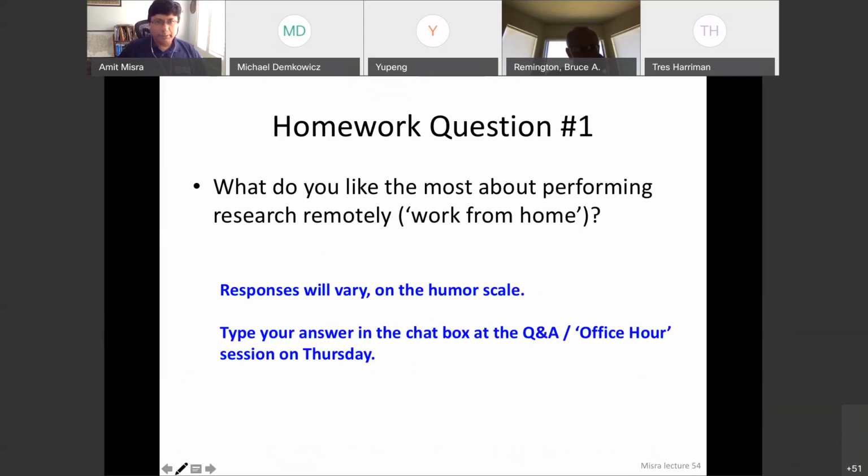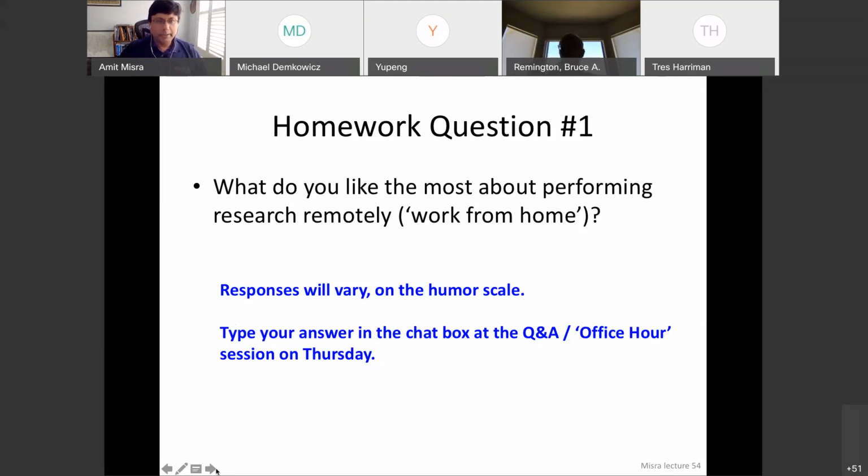So first homework problem, this is for fun. What do you like the most about performing research remotely, which is working from home, so to speak? All of us have done it for more than 3 months at least, if not longer. And there is no single answer. I would like to see if there is a consensus towards a majority or a popular answer, but I don't think there is a single answer. So I expect the responses will vary, certainly on the humor scale. So think about it and be ready to type your answer in the chat box in the Q&A session, or the office hour or review session, whatever you want to call it, on Thursday.